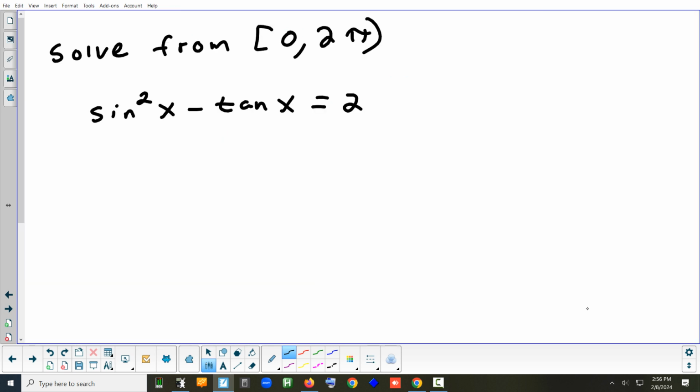Okay, so the next question we're going to look at is solving an equation. Let's solve it from 0 to 2 pi. We'll write those answers, and then we'll look at how you would do it if they wanted all solutions instead of just 0 to 2 pi.